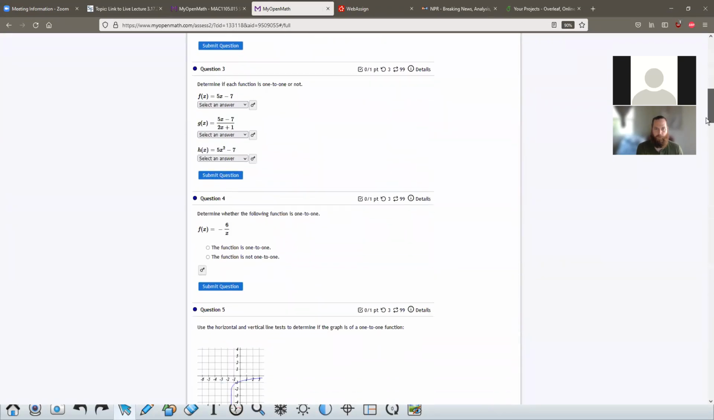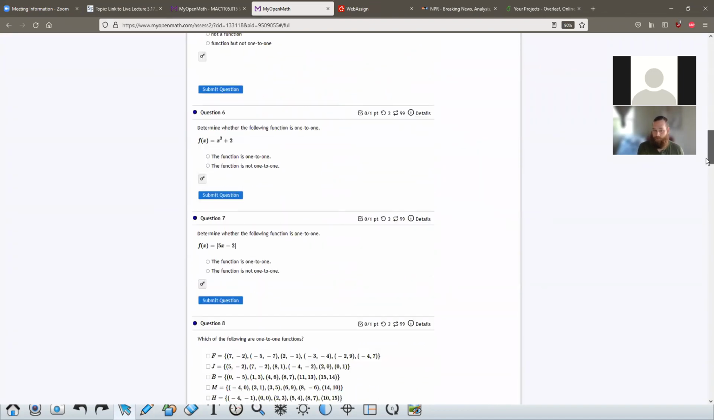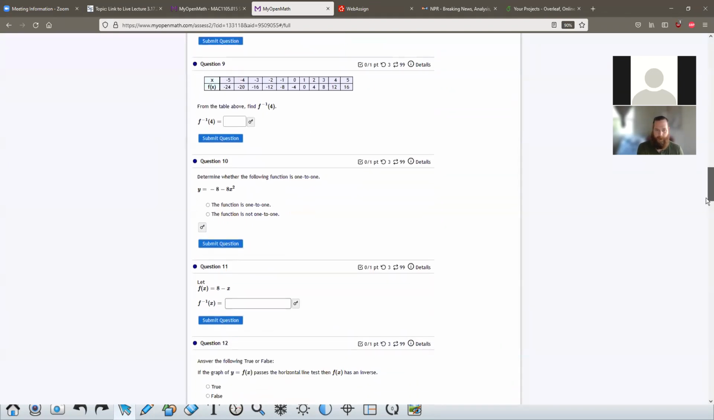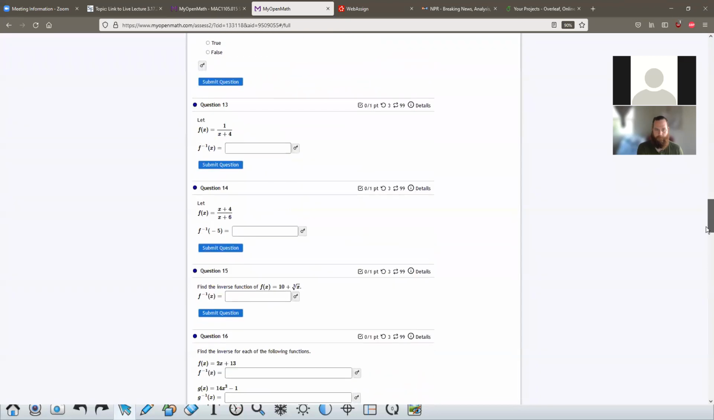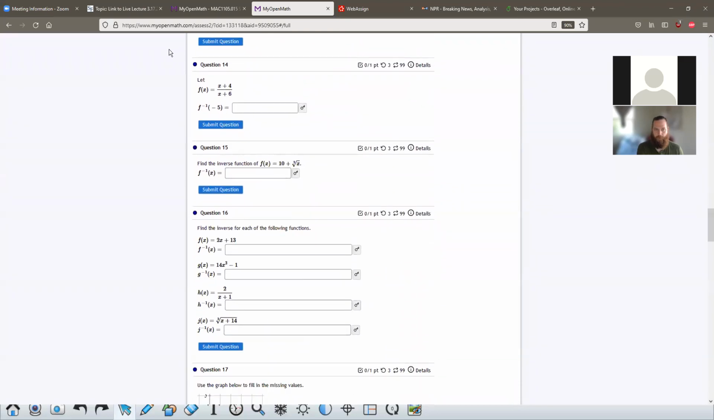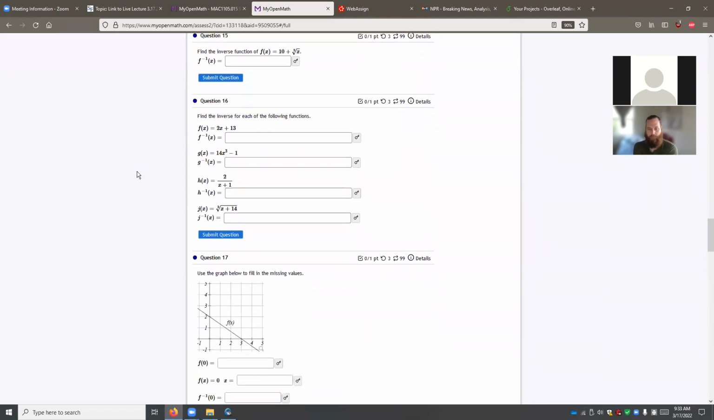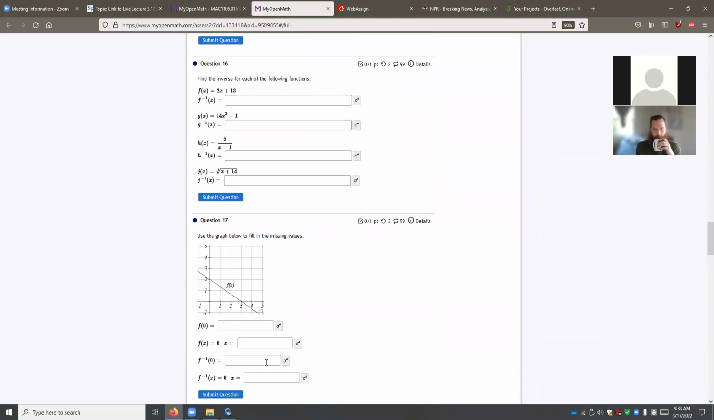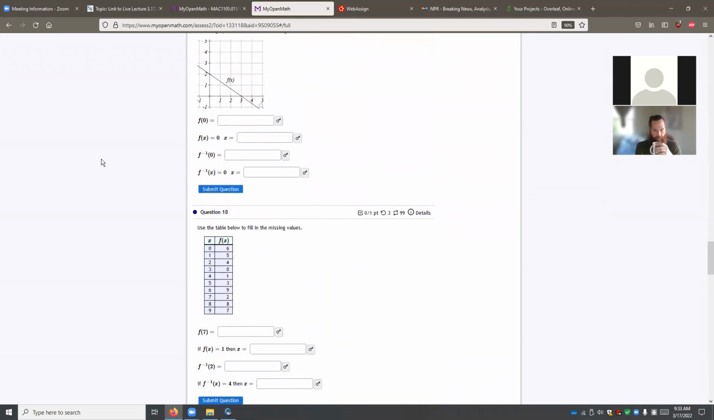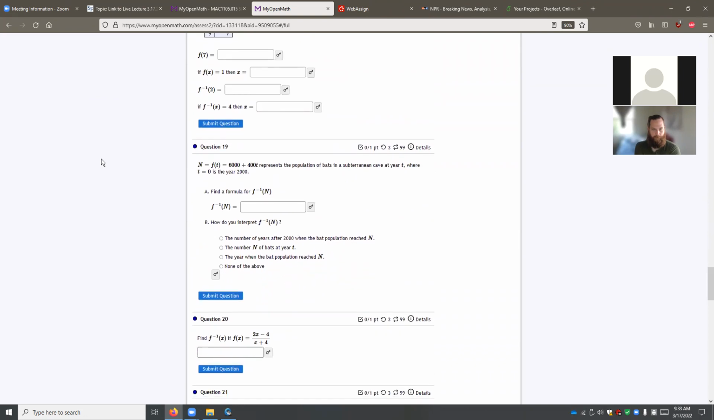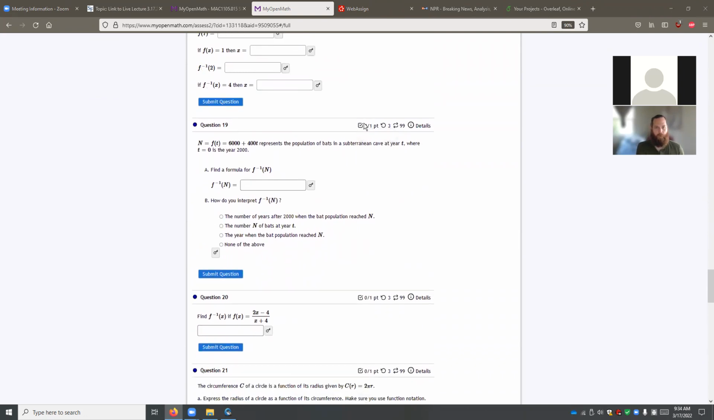Was there any particular problem in here that you guys found especially challenging? Number 14, this one's a little tricky, and we went ahead and did that in class last time. Oh, I see we got something in the chat. Number 19, sure. Okay. Yeah, these word problems are always a little tricky.